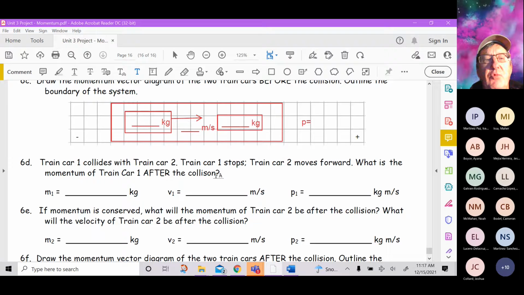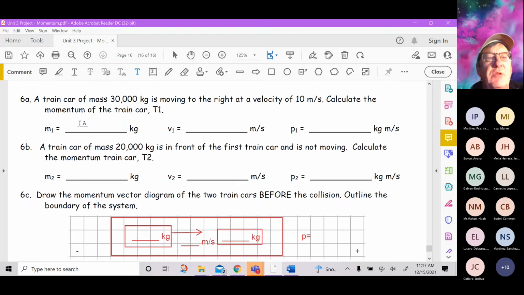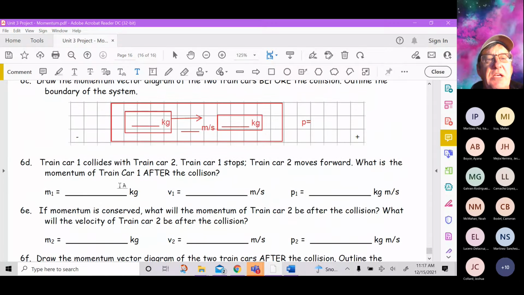Well, let's see. Momentum was mass times velocity. So first thing I have to do, find train car 1. Here's its mass. I have to copy that down here. It has the same mass it had before. Velocity of train car 1. Oh, it stopped. That's easy. What's its velocity if it's stopped? And therefore, what is its momentum?